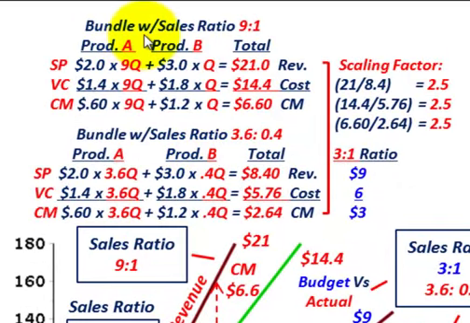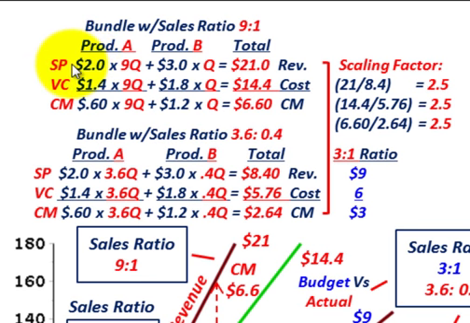Okay, so let's look at bundles with a sales ratio of 9-to-1. What I'm trying to do is determine our per unit revenues, or per bundle revenues, per bundle costs, and also the contribution per bundle. This is how we'd go through it, looking at our sales ratio of 9-to-1. For product A, you just take your selling price on a per unit basis, times your ratio. For product A, we have a quantity of 9 that we're selling.